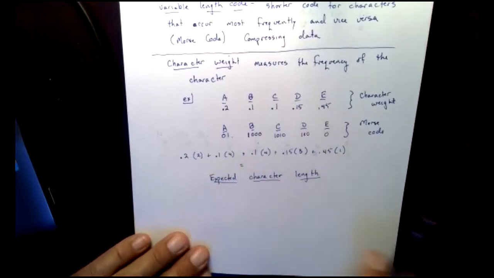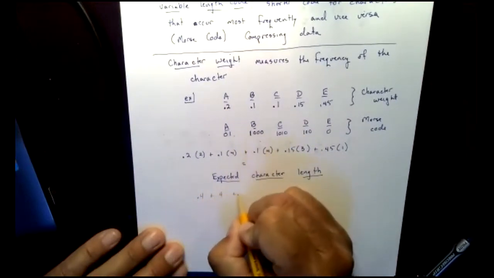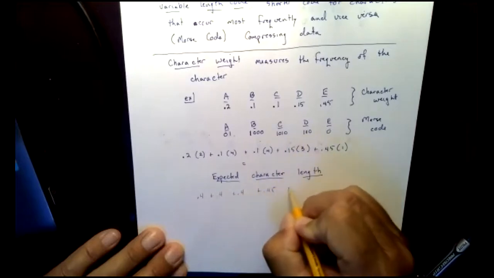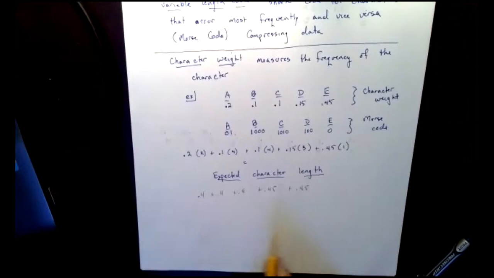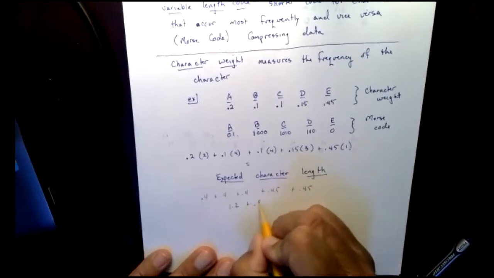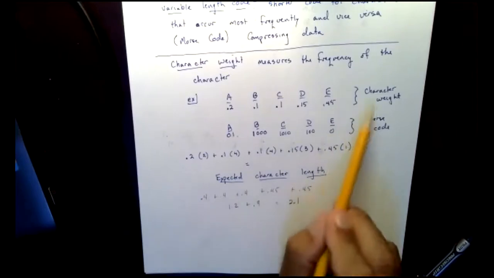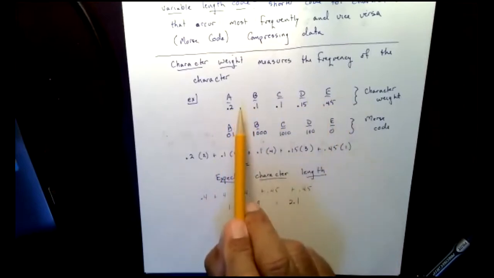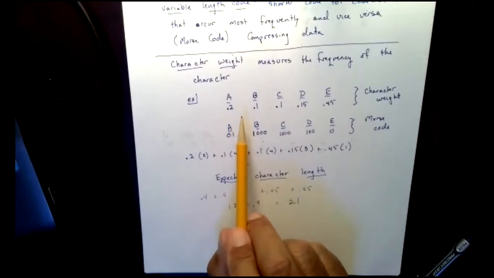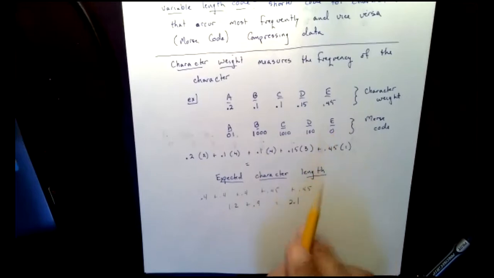And now if I do the math, I'm looking at something like 0.4 plus 0.4 plus 0.4 plus 0.45 plus 0.45. Combining these three, I get 1.2. Combine these two, I get 0.9. So my average character length would be 2.1. So if the frequencies hold up like they're supposed to in my five-letter language, and I was using the Morse code zeros and ones, my average character length would be 2.1.